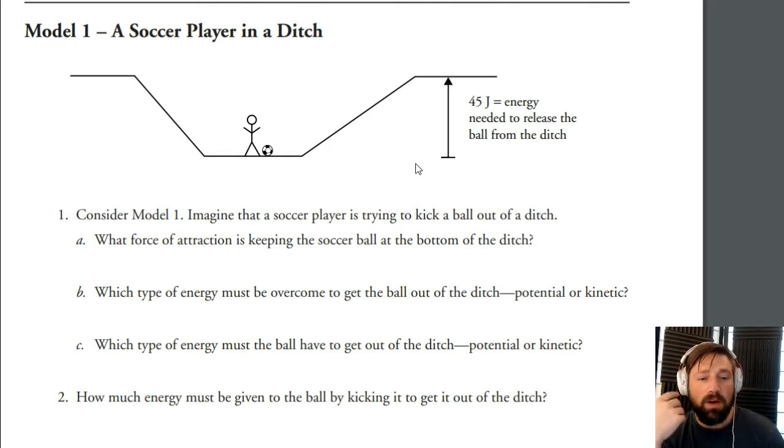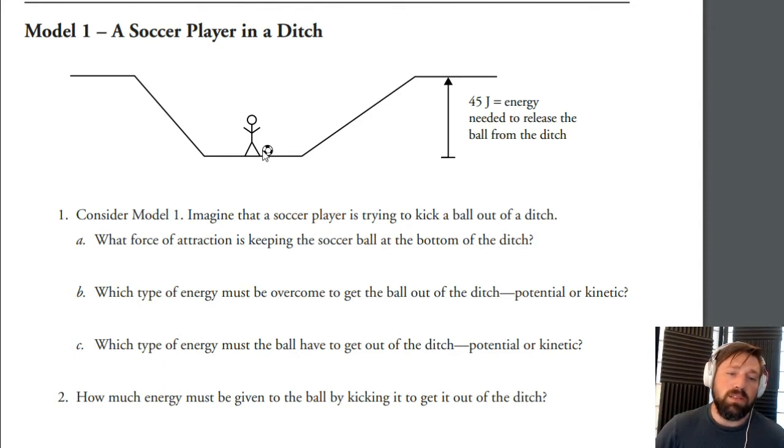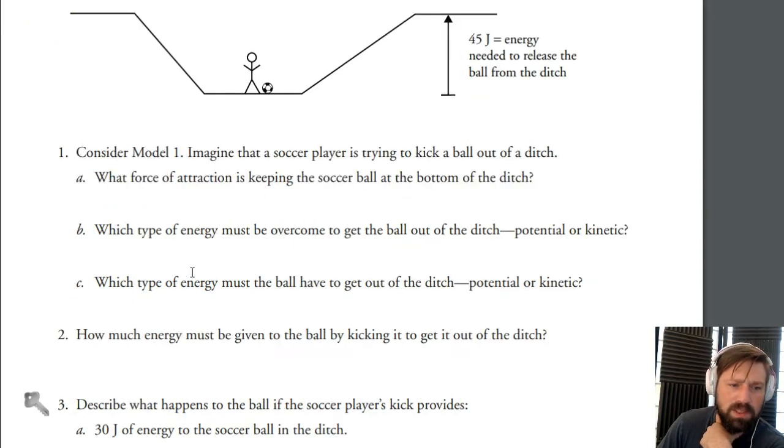What type of energy must be overcome to get the ball out of the ditch? The ball has a certain amount of potential energy here. If the ball is up here, it has more potential energy. We're going to have to overcome the potential energy difference of this hill to get the ball up and out of this ditch. What type of energy must the ball have to get out of the ditch? It's rolling up, so it has to have kinetic energy. How much energy must be given? We've already said, you can see up here, 45 joules.